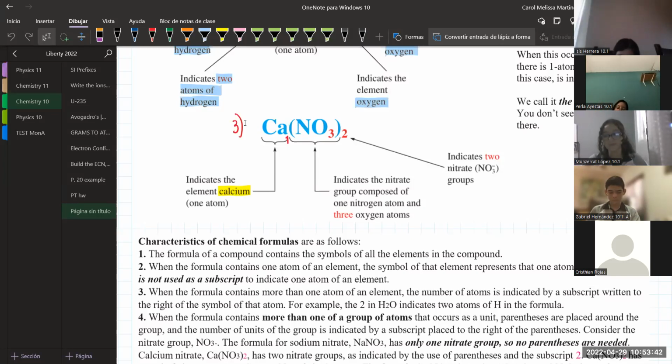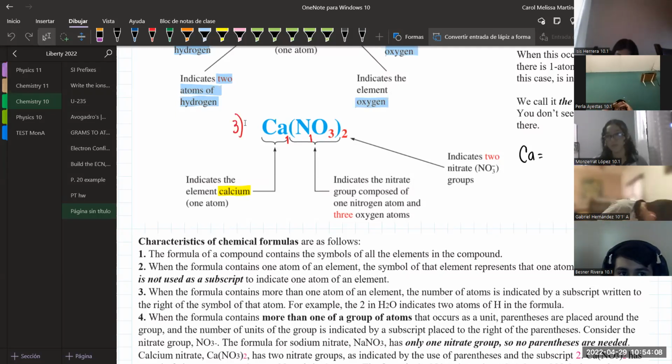What is the subscript for nitrogen? 1. Invisible 1. The subscript for oxygen is? 3. Okay. So here's the thing. To calculate the number of atoms, it is a little bit more complex. Calcium is not a big deal. It's outside the parentheses, so you're going to have just one calcium atom because it is an invisible 1.